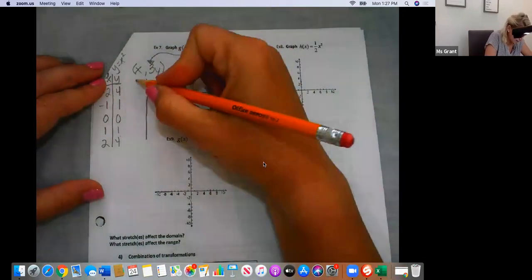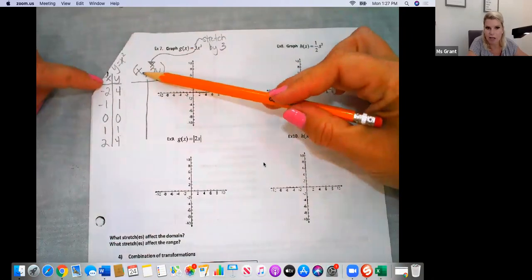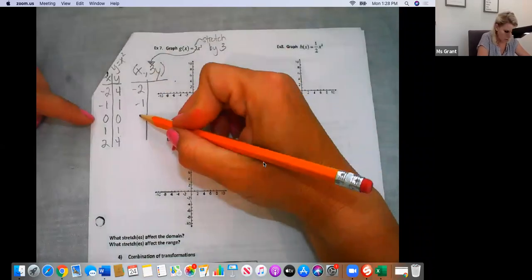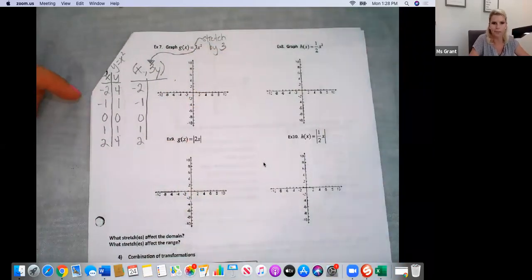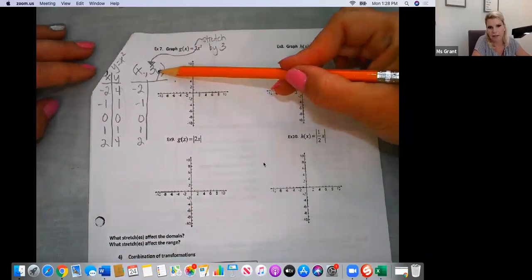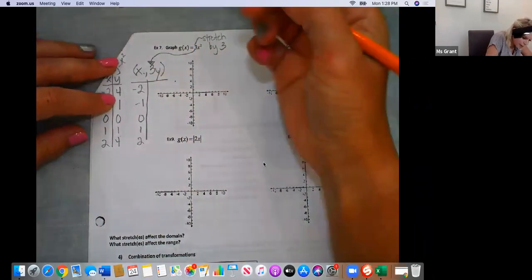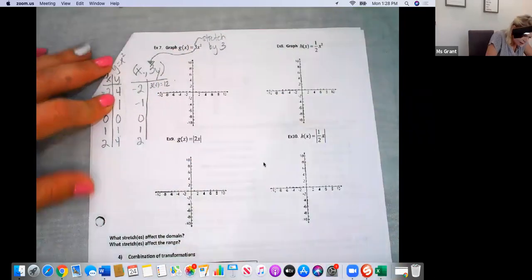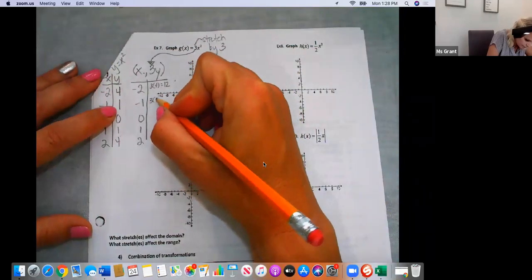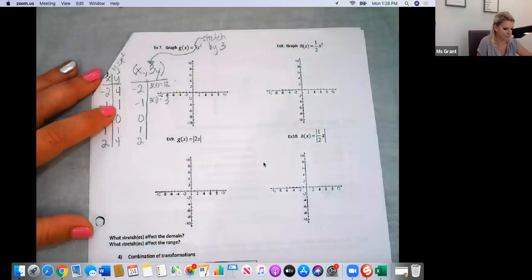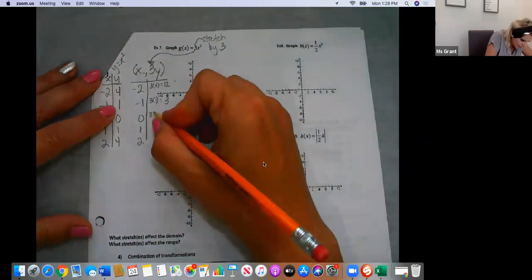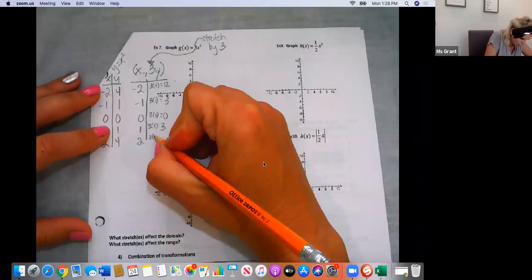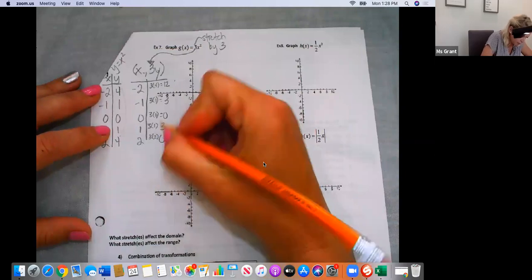So let's look at that. The x does not change. -2, -1, 0, 1, 2. However, my y value gets multiplied by 3. So that's like 3 times 4 is 12. 3 times 1 is 3. 3 times 0, you get it, right? 3 times 1, 3 times 2. Oh, 3 times 4. Well, sorry.